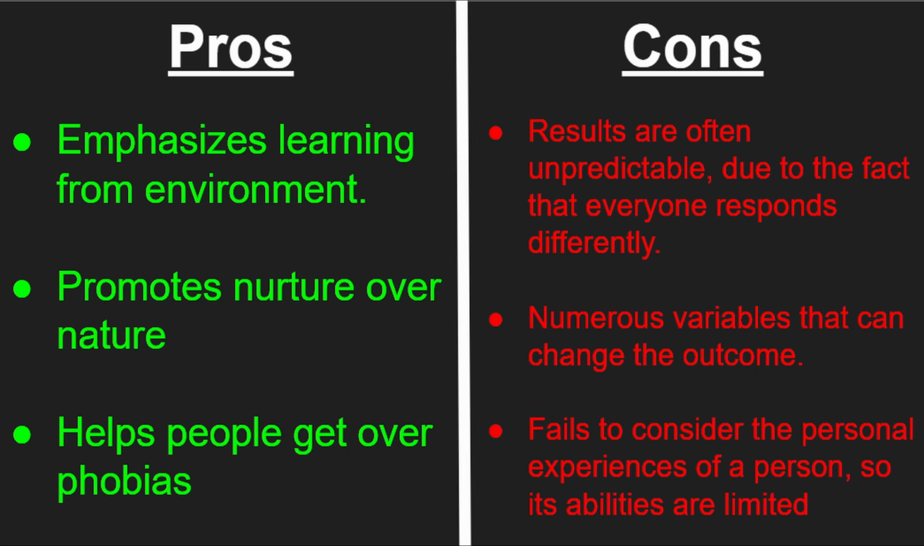The cons are that there is ultimately no predictable quality to classical conditioning, as people always respond in different ways to the stimulus type encountered in the environment around them. This is because everyone is different. As well, there are numerous variables that can change the probable outcomes, as the experiences, perspectives, and habits of an individual are external factors which classical conditioning fails to account for.